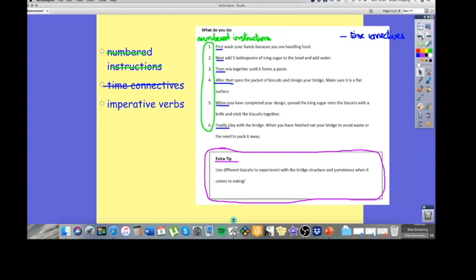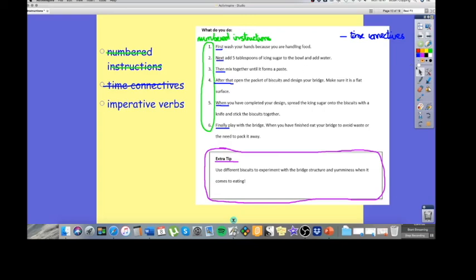When you've finished eating your bridge, eat your bridge to avoid waste or the need to pack it away. So there is at least one imperative verb in all of those sentences. I want you to see if you can find them now, and I will go through the answers in a minute. So pause the video now.